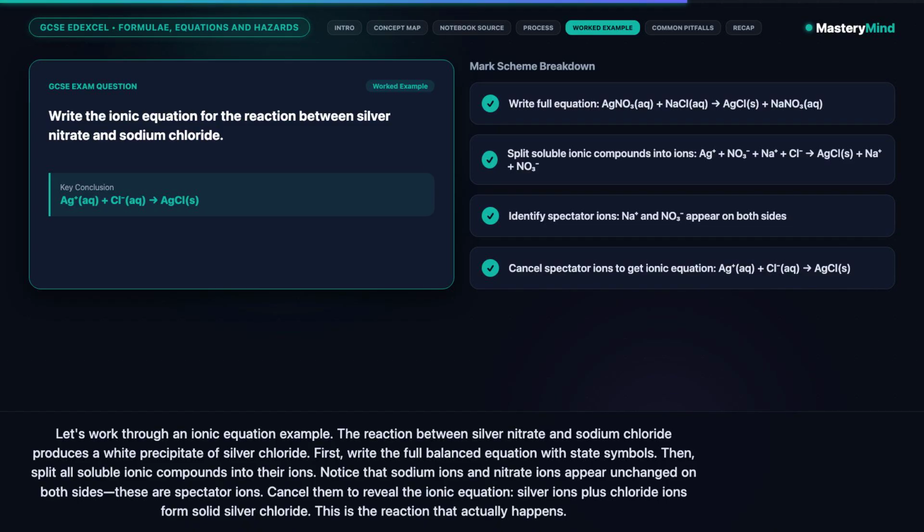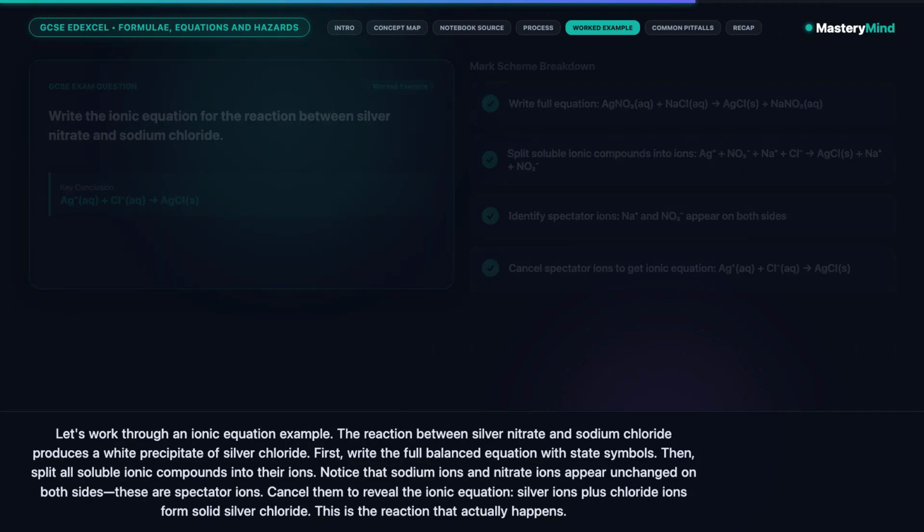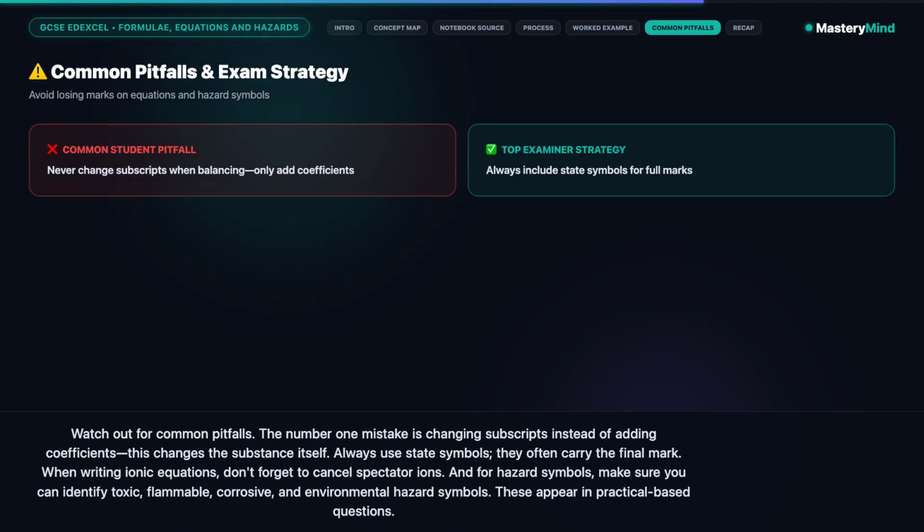Watch out for common pitfalls. The number one mistake is changing subscripts instead of adding coefficients. This changes the substance itself. Always use state symbols, they often carry the final mark. When writing ionic equations, don't forget to cancel spectator ions. And for hazard symbols, make sure you can identify toxic, flammable, corrosive, and environmental hazard symbols. These appear in practical-based questions.